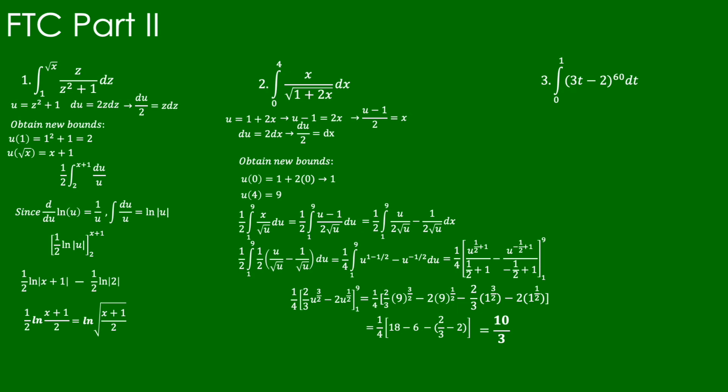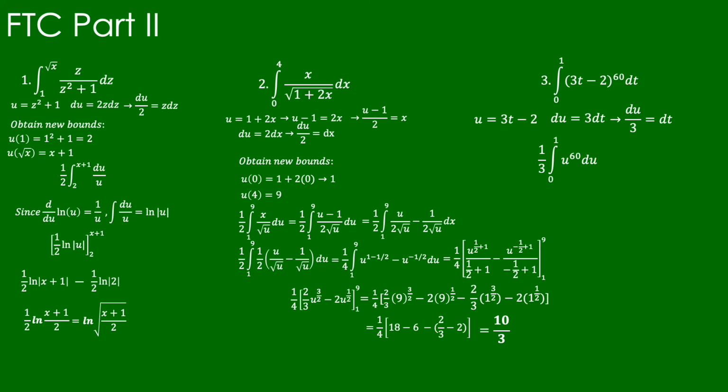Lastly, example 3. We will again solve the integral using u sub. So u is 3t minus 2, du is 3 dt. Divide by 3, you get dt. Now you want to use the substitution to get a new integral. And notice here, we are not obtaining new bounds. We're doing the other procedure, which you can also do, basically putting it back in terms of t at the very end, and then evaluating. So we're going to leave the bounds for now.